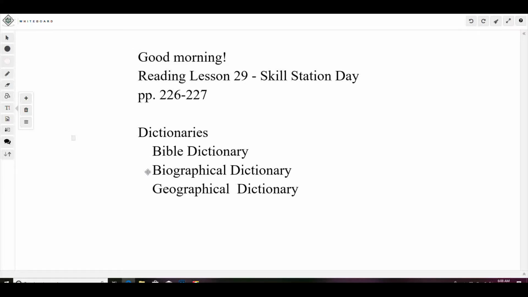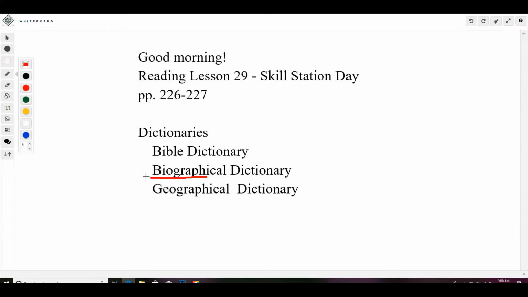Now, do you see the word biography? It would be biography. Do you see that there? Okay, you know what a biography is. A biography is a book written about a person's life by another person. So an autobiography is a book written about yourself. But a biography is a book written about someone else's life.